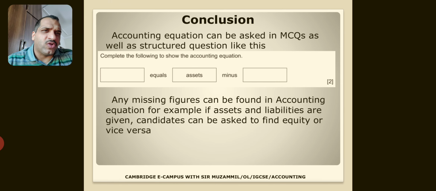Such types of questions could also come in the exam, like filling in the blanks. This is a past paper question. Accounting questions could be asked in MCQs as well as structured questions like this. Complete the following. Show the accounting equation: capital equals assets minus liabilities. Any missing figures can be found using the accounting equation. For example, if assets and liabilities are given, candidates can be asked to find equity, or vice versa.